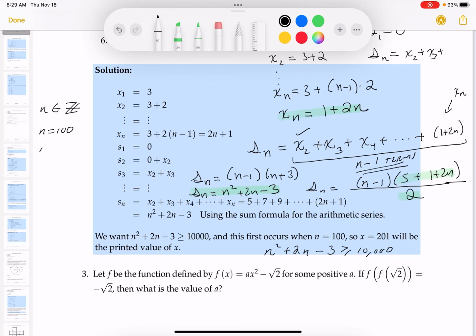So what are you going to get? 10,000, right? And then what do you get? You get plus 200. And then you get minus 3. And that's definitely for 100. But I'm not saying that's the number. I'm just saying 100 definitely is the upper limit on it at this point as far as I'm concerned.